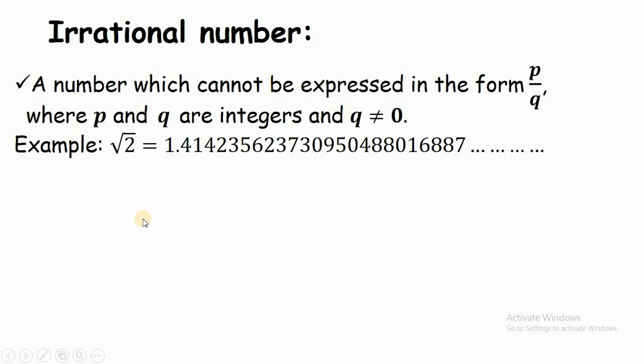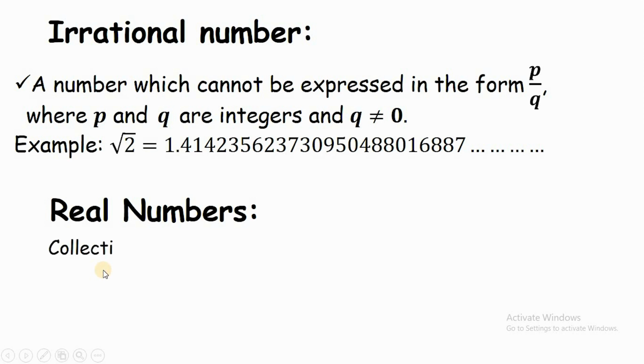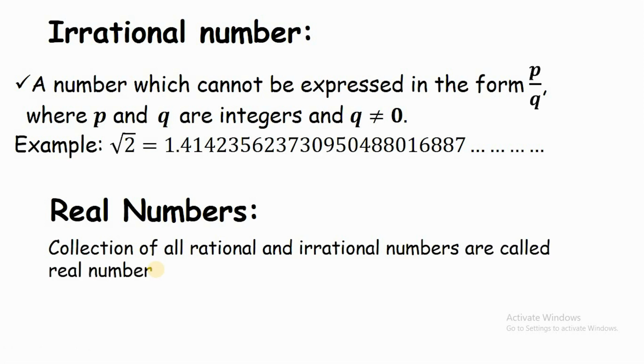So now we have two separate groups of numbers, rational numbers and irrational numbers. Rational numbers include all the integers, all the whole numbers, and all the natural numbers. But on the other hand, we have a totally different set of numbers called irrational numbers, those which cannot be expressed in the form p by q. When we combine these two together, we get a new group of numbers called real numbers. We can define real numbers as the collection of all rational numbers and irrational numbers.